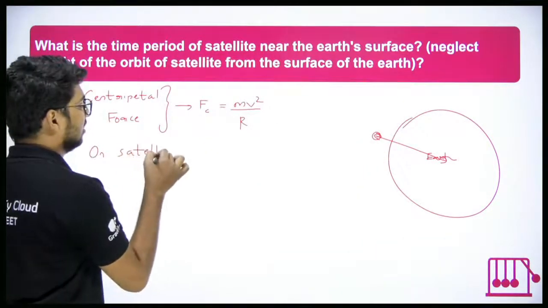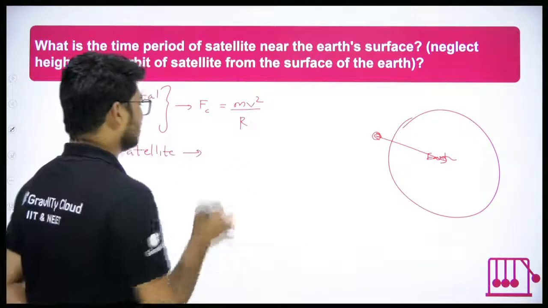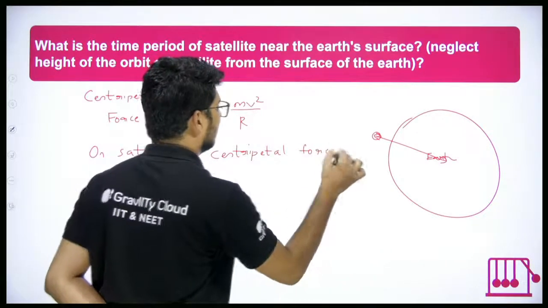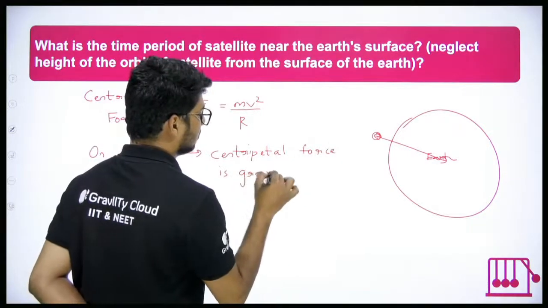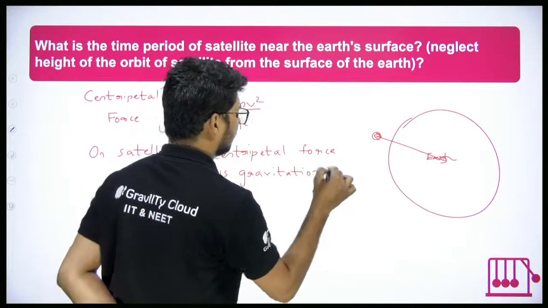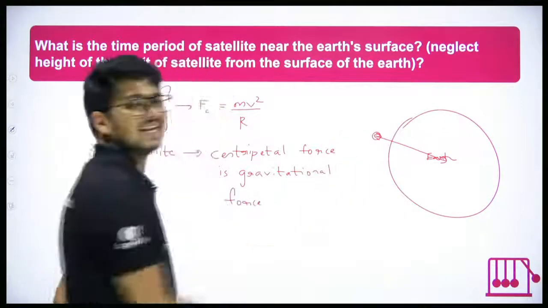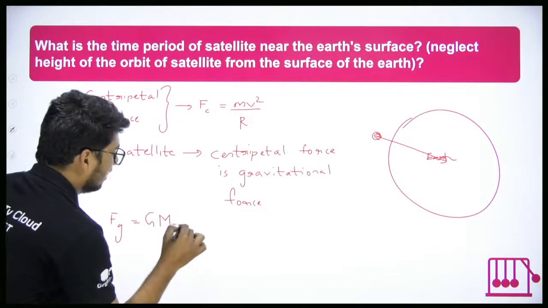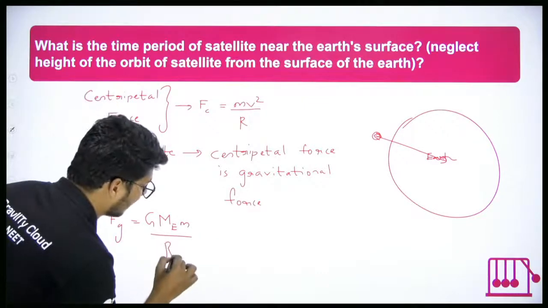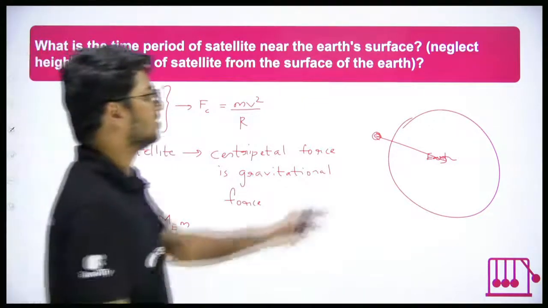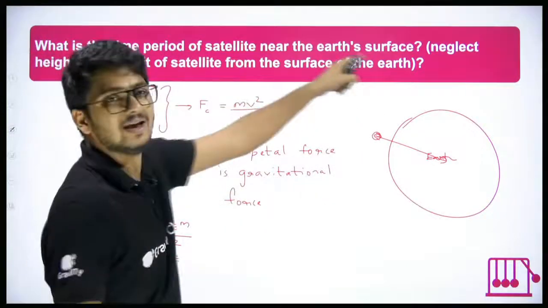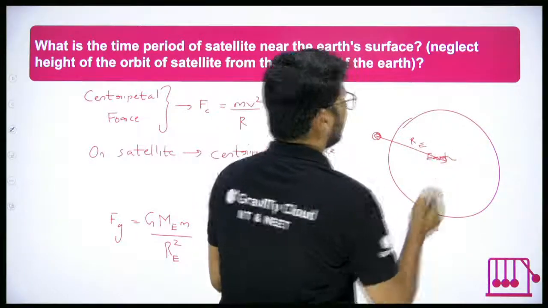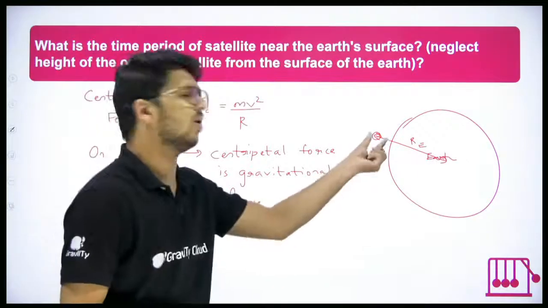On satellite, who will exert a force? Earth. So gravitational force. Centripetal force is gravitational force. What is the gravitational force between the satellite and Earth? The same formula. Capital G, mass of Earth, into small m, mass of satellite upon Re square. Now why am I taking Re? Because it's mentioned that height is small. Neglect the height. So when I neglect the height, what is the distance between them? It is nothing but radius of Earth.